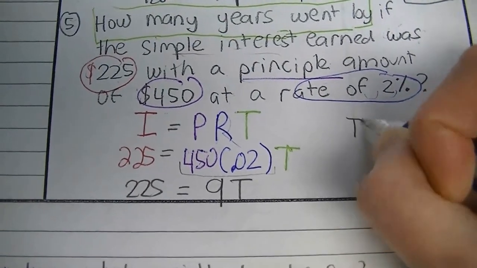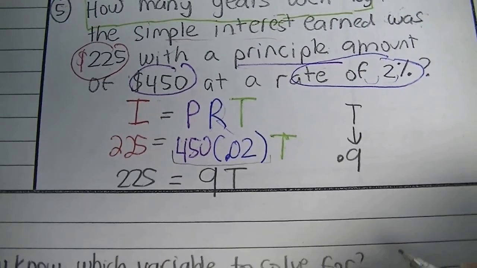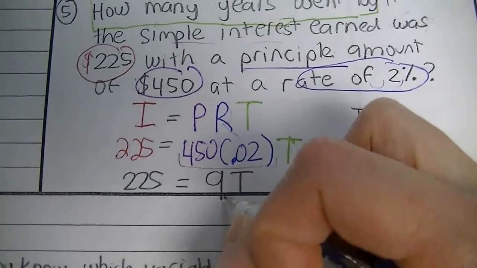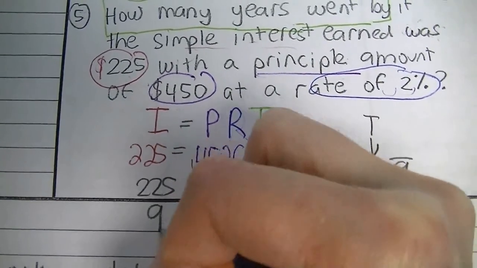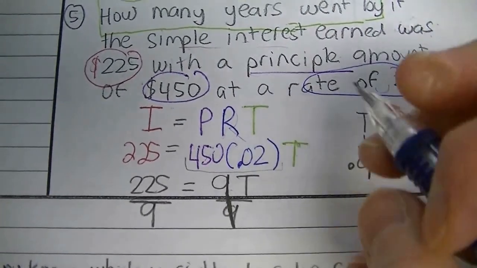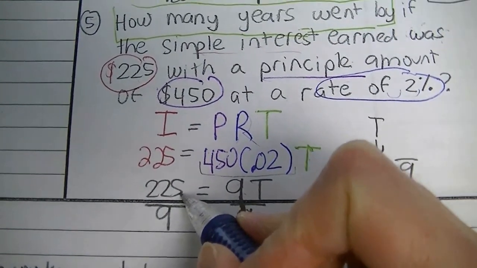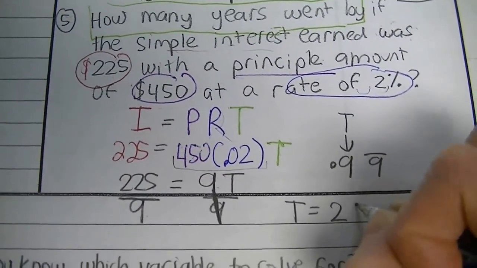So I started with T. Then we multiplied it by 9. And the inverse operation to multiplying by 9 is to divide by 9. So we're going to divide both sides of that equal sign by 9. 9 divided by 9 is 1. 1 times t is 1t or t. And 225 divided by 9 is 25.